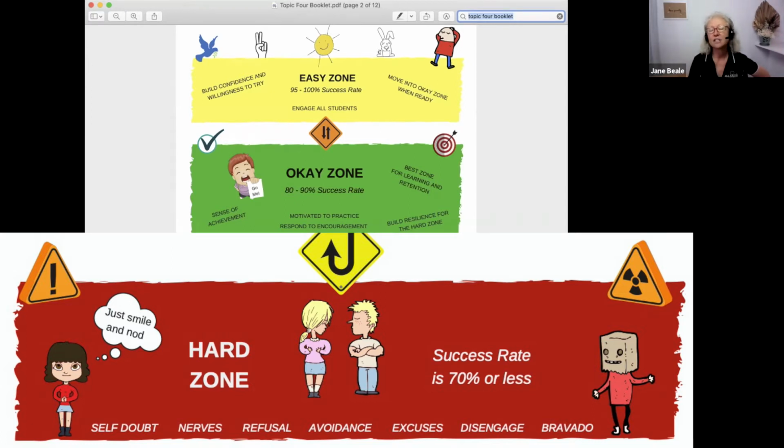And we can see bravado. I don't have to do this. I can already do it. No, I'm not saying that because I already can. This is so easy. This is crazy. This is too easy for me.